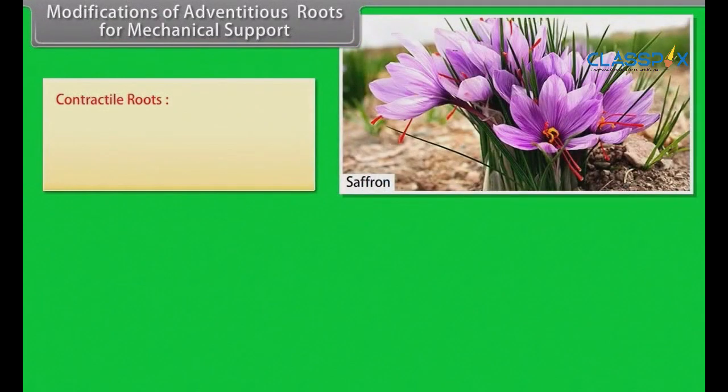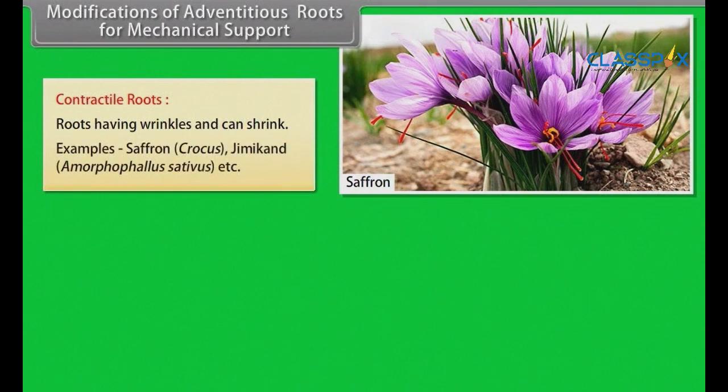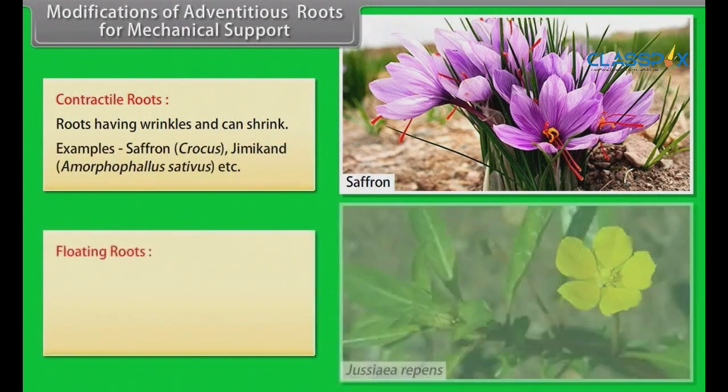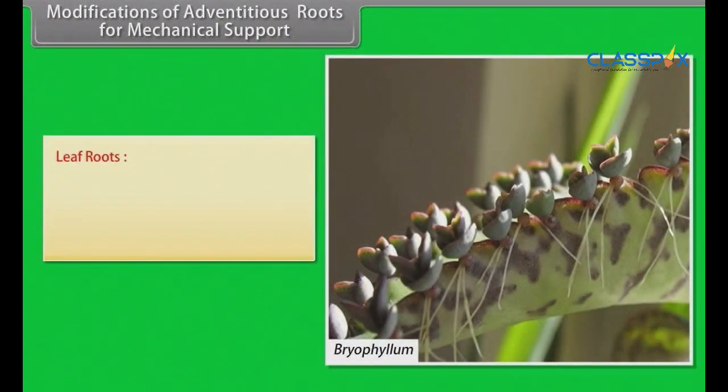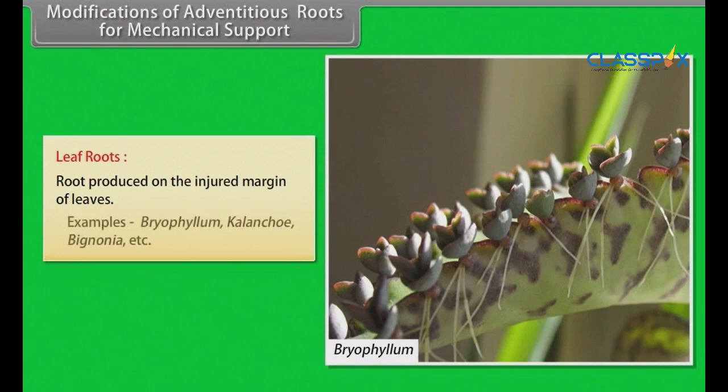Contractile roots: roots having wrinkles that can shrink. Examples, saffron, jimsonweed, etc. Floating roots: thick, spongy, fleshy roots with air-filled chambers arising from the nodes of the stem. Example, Jussiaea repens. Leaf roots: roots produced on the injured margin of leaves. Examples, Bryophyllum, Bignonia, etc.